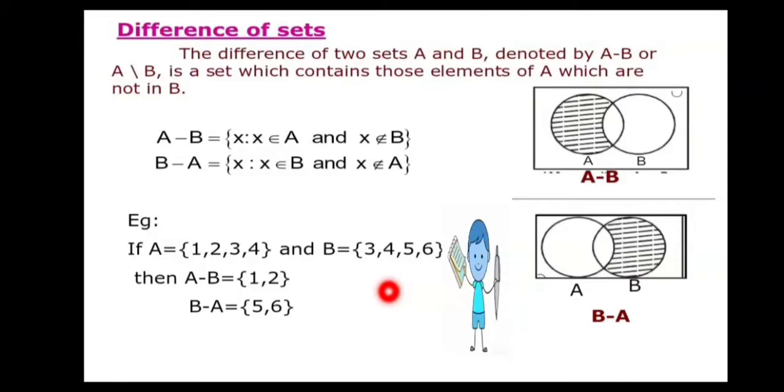Here we have to write only the elements of B. So what are the elements of B? 3, 4, 5, 6. Then we have to leave the common elements. What are the common elements? 3 and 4 are common elements. Therefore, the answer for B minus A is equal to {5, 6}.